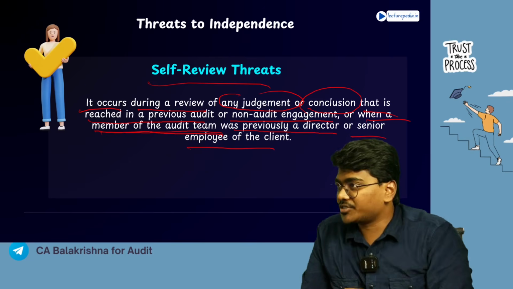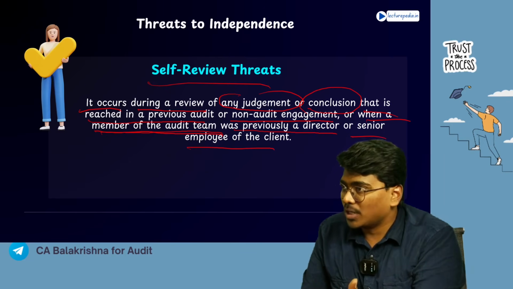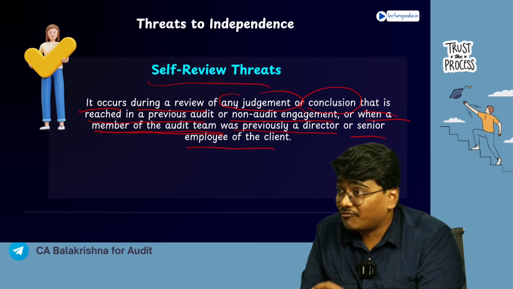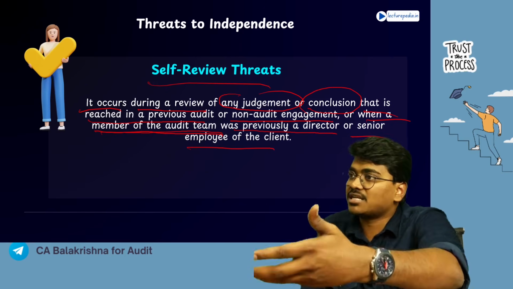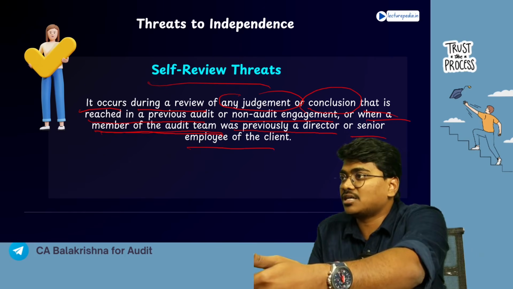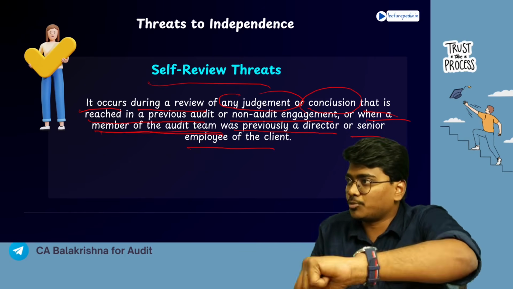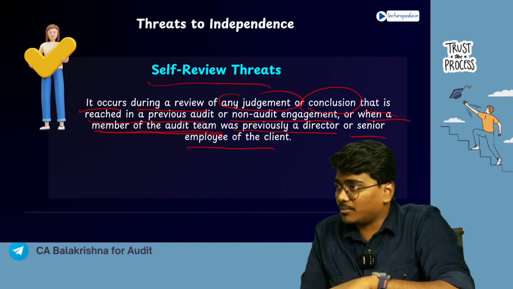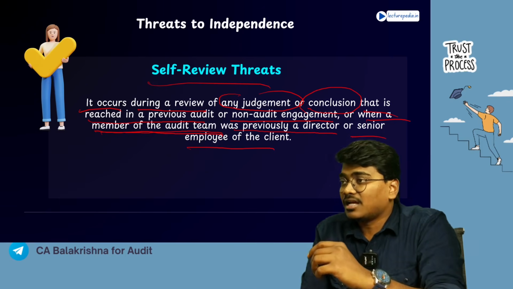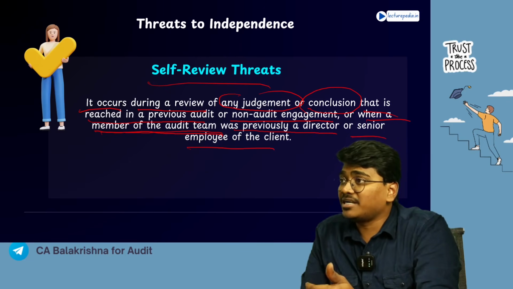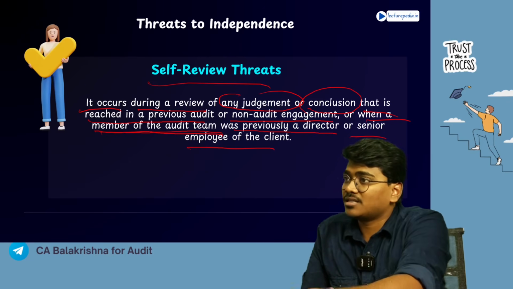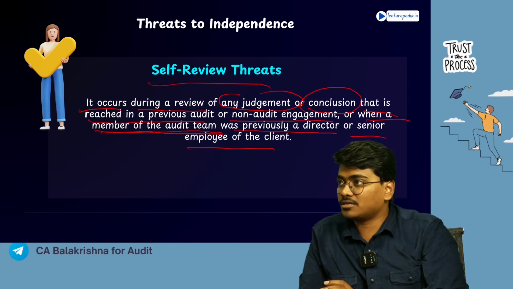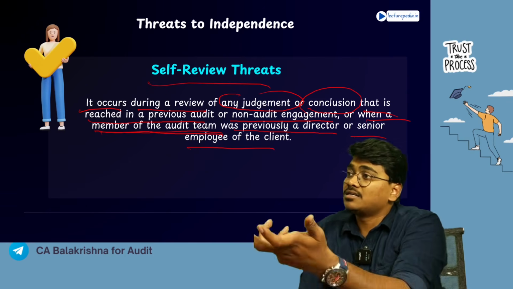Now in this situation, this person who is in the engagement team might have done some work for the client in his position as a CEO or managing director, or whatever the position might be. Now if he is again an engagement team member, a situation will arise where he might review his own work that he has done in the past. Understood? Got it? So this also might create a self-review threat.